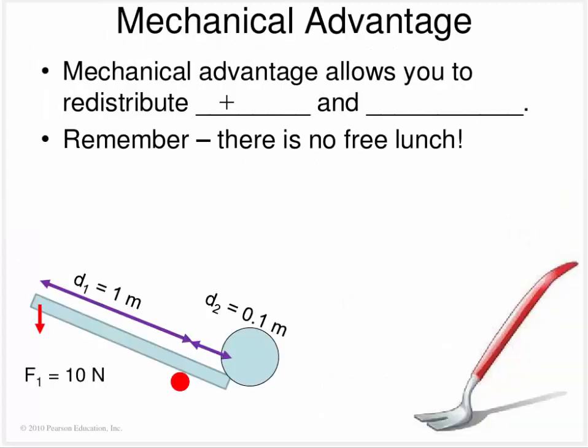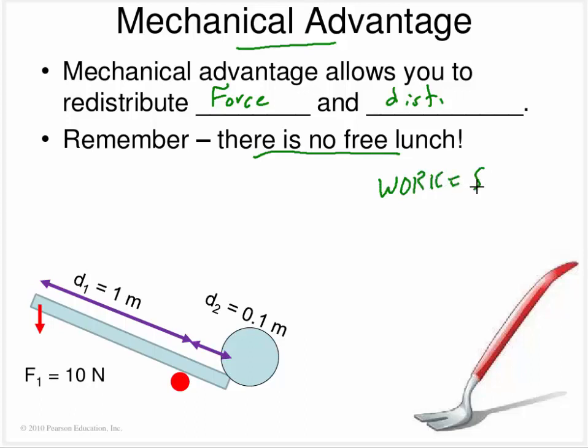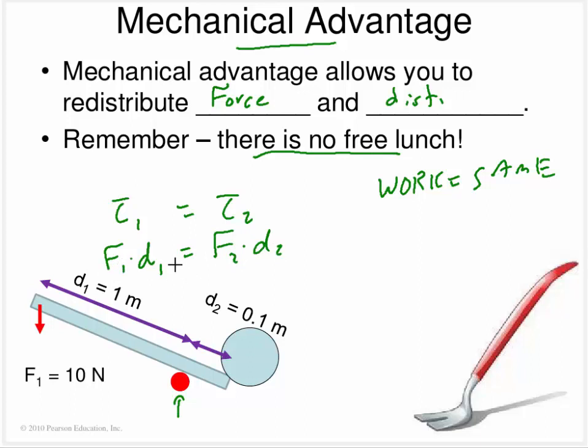And again, what we're doing is something called mechanical advantage, which allows us to play games with force and distance, keeping in mind that there is no free lunch. The amount of work that you have to do is always going to be the same. What we can say is, here's a pivot point right here, and the torque on the first side of the house has got to be equal to the torque on the second side of the house. So force times distance is equal to force times distance. These guys are 2's and these guys are 1's.